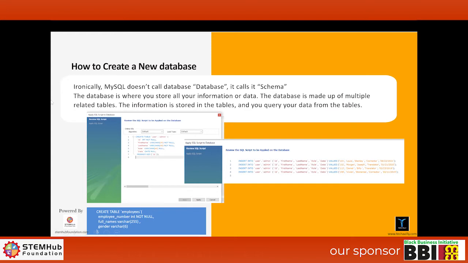The database is where you store all your information or data. In case you don't know what a database means, it is where you put all the information of an organization in the system. The database is made up of multiple related tables. We talked about tables and relationships last week. The information is stored in tables, and you query the data from the tables. And this is how to write the code.